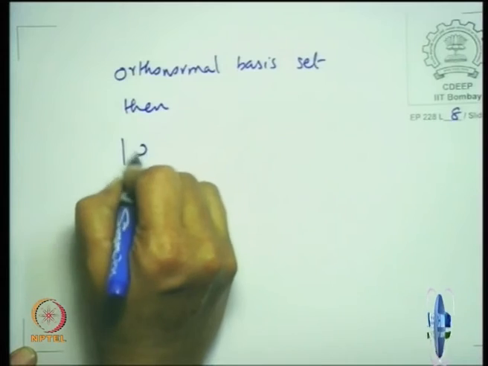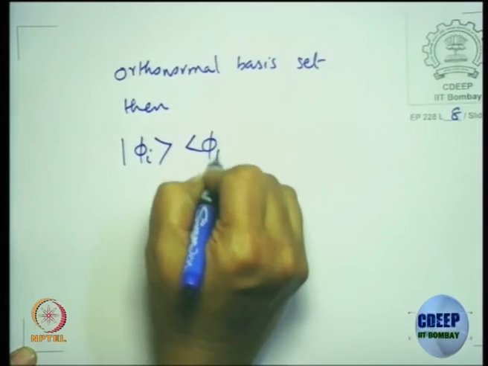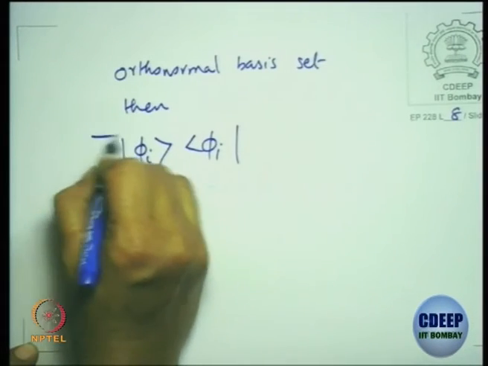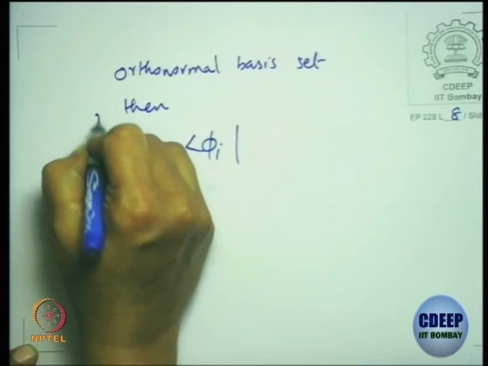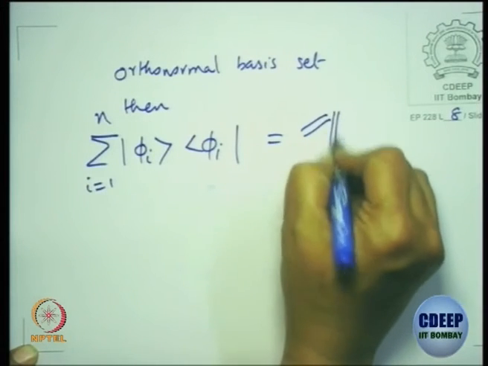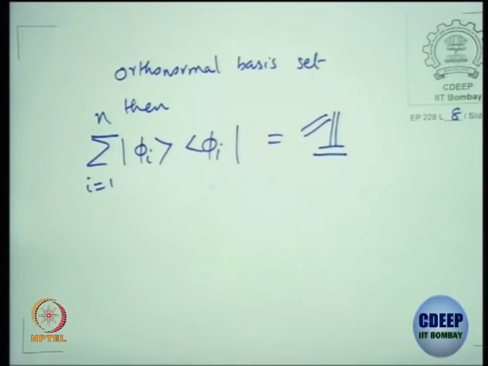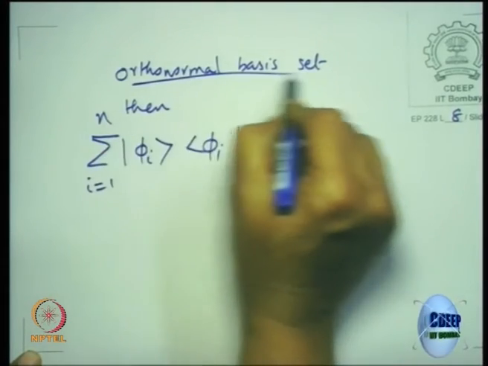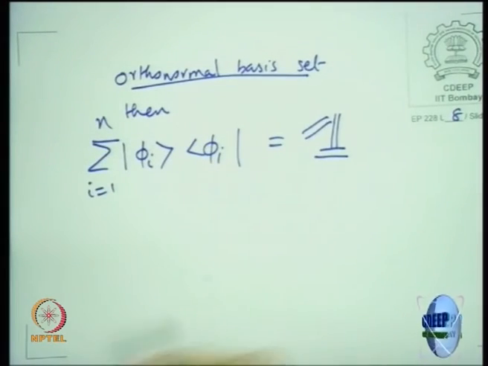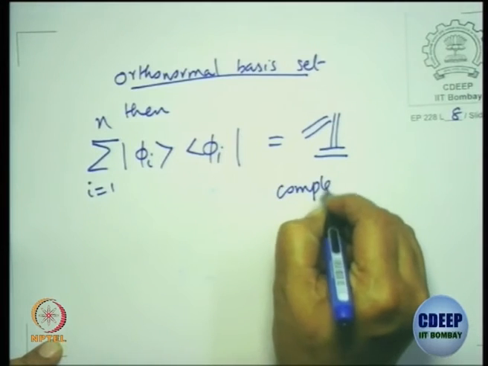So, if I say orthonormal basis set, then the summation over i from 1 to n of |phi_i><phi_i| has to be an identity operator. If I call this by definition a basis set, then this has to be satisfied. This is called the completeness condition.